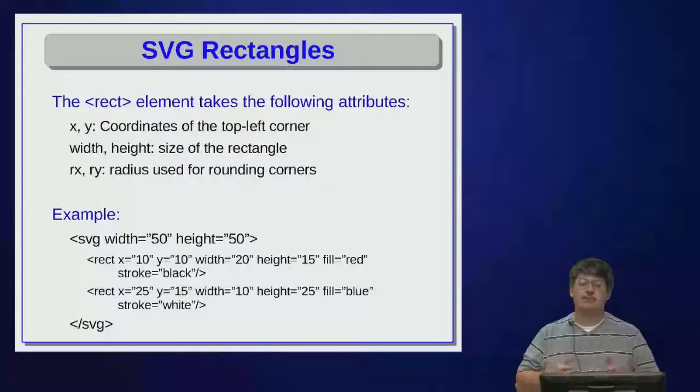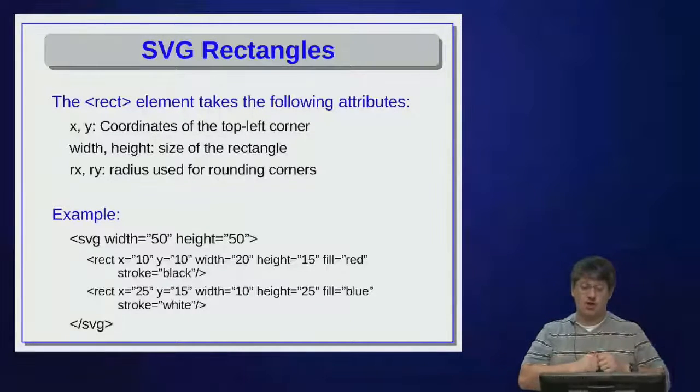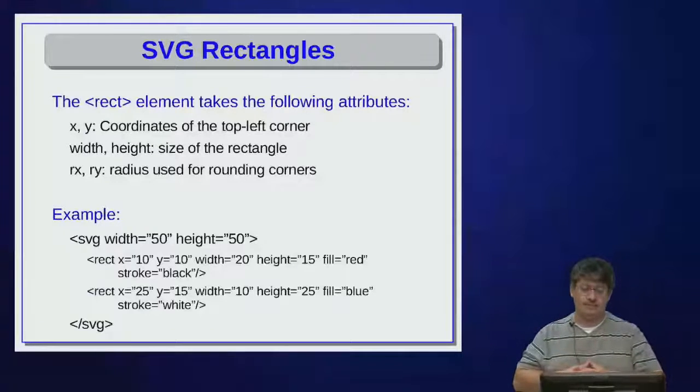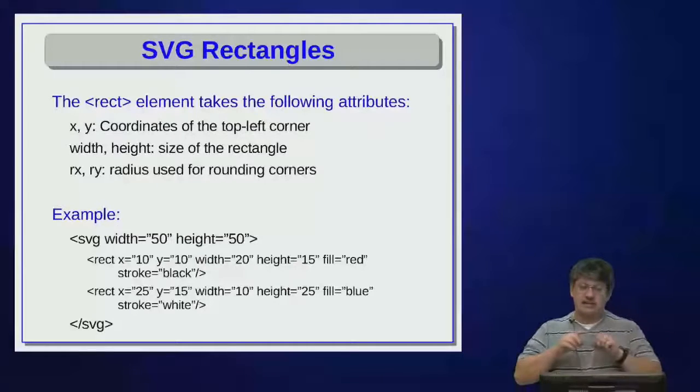So here's an example of drawing rectangles. Again, I'm going to have a 50 by 50 SVG image. The first rectangle will go from 10, 10, and it'll be 20 pixels wide, 15 pixels tall. I'm going to fill it with red paint and stroke a black border around it. The second rectangle is going to start at 25, 25, so it's actually going to be in the middle of the red rectangle. The top left corner will be right in the middle of the red rectangle. And it's going to be a 10 by 25 rectangle, which I'm going to fill with blue paint and put a white border around.